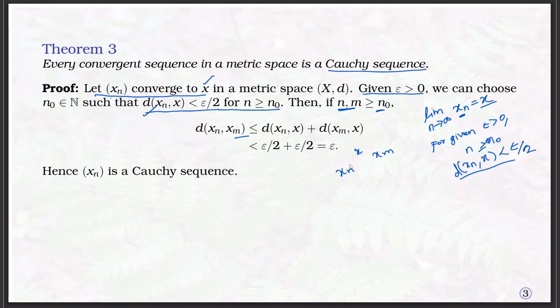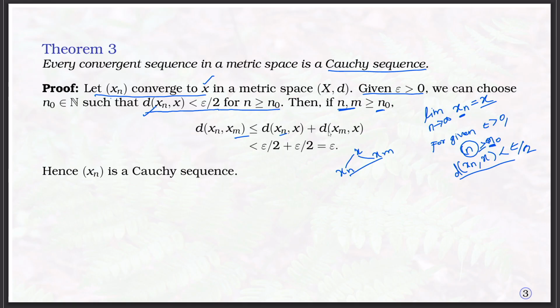If we choose the intermediate point x, find the distance between xn and x and the distance between x and xm. Adding these, it is obviously greater than or equal to the distance between xn and xm. We know that after the stage n naught, if you choose any state n, the distance between the two points is less than epsilon by 2.